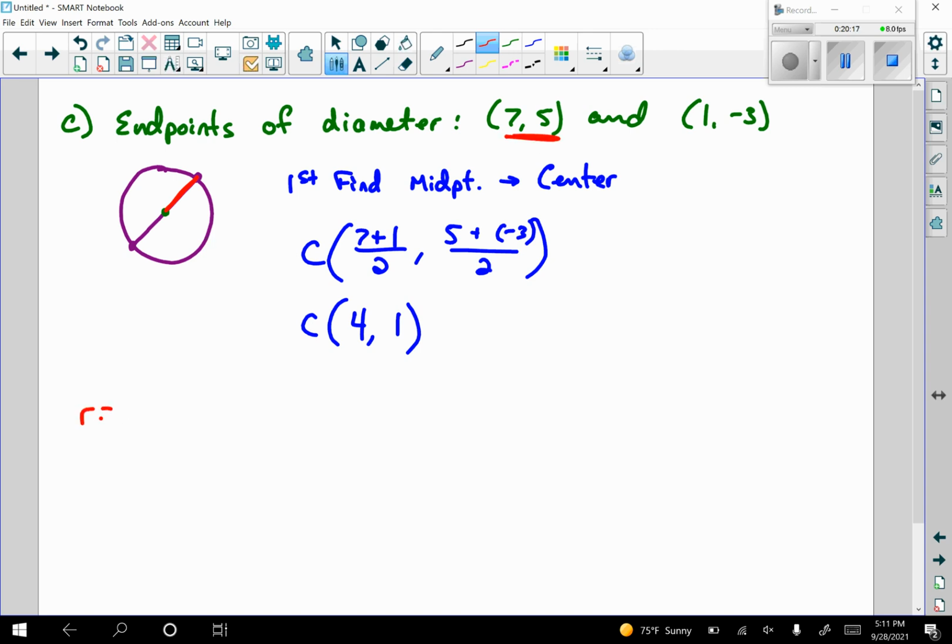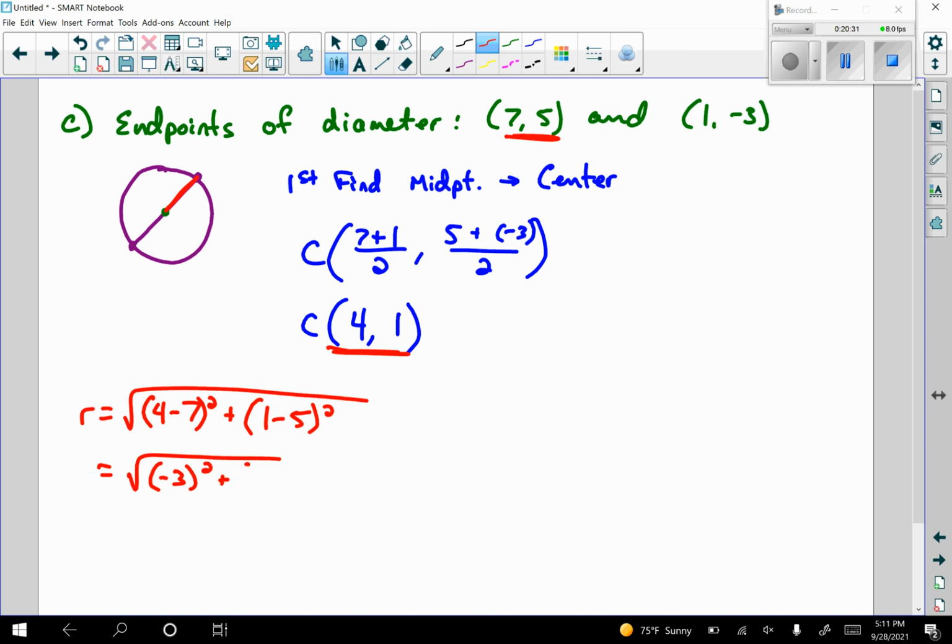So the radius, I'm going to use the distance formula. I'm going to use this point and this point here. So I'm going to do 4 minus 7, that quantity squared, and then 1 minus 5, that quantity squared. So we're going to get negative 3 squared plus a negative 4 squared. So this gives me 9 plus 16, which is the square root of 25, which is 5. So my radius is 5, and I have my center.